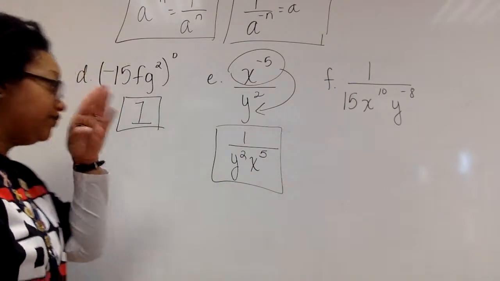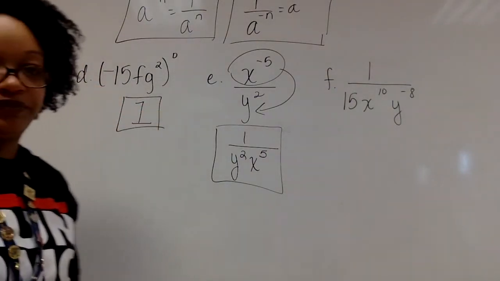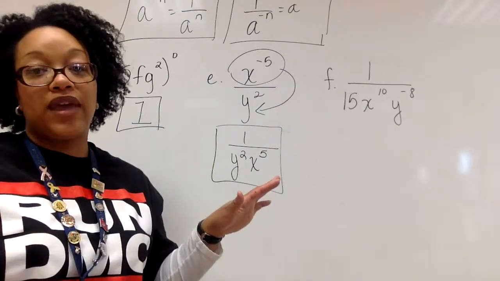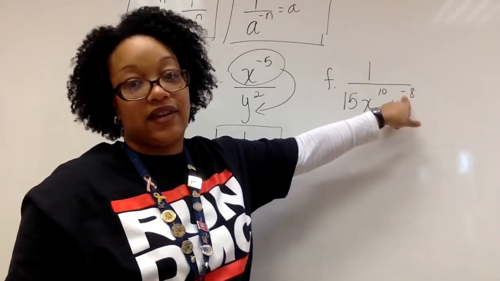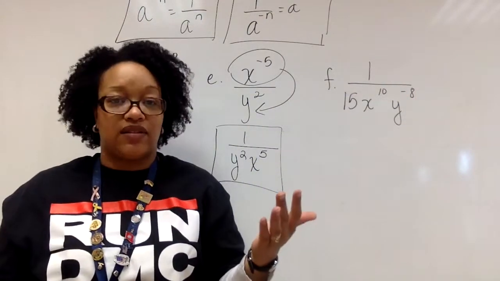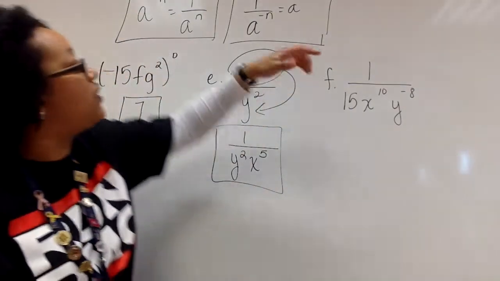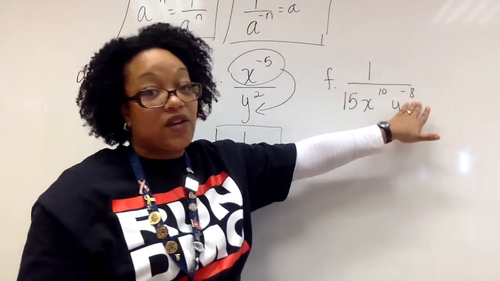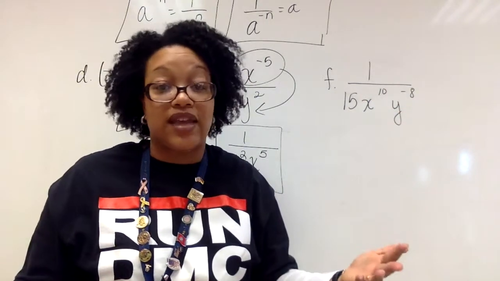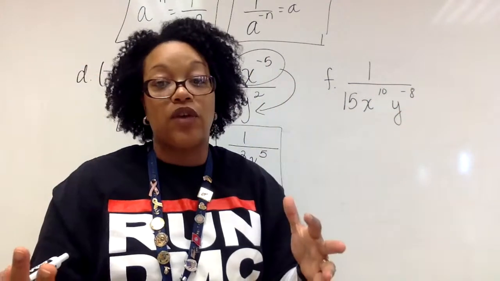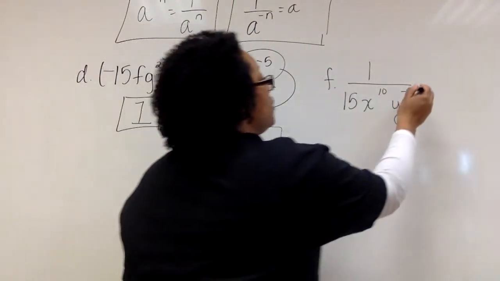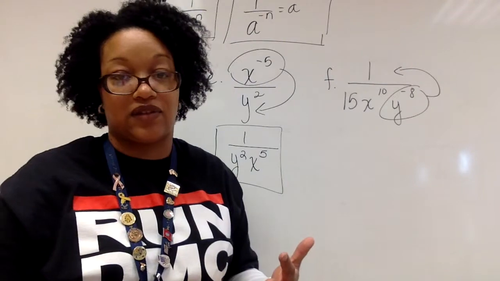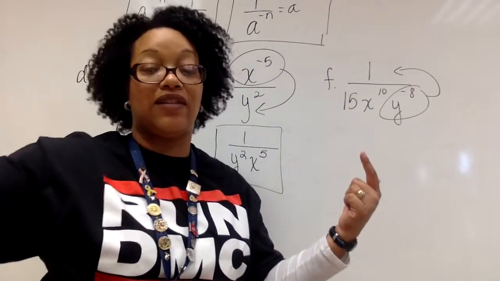Now, go ahead and look at letter F. Letter F, the only problem we have is that negative 8. Now, I know you're thinking, but it's already downstairs. I know it's already downstairs. This is one that follows the second box here. If it's already downstairs, but it's still negative, you have to get rid of the negative anyway. The way that you get rid of the negative is you move it. You're going to take this upstairs. It can't stay there because it's negative downstairs.